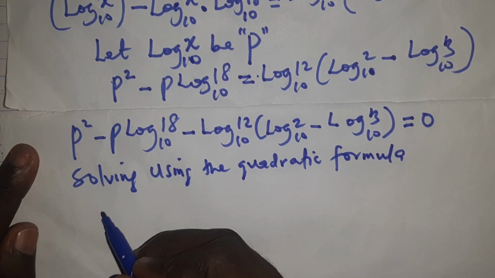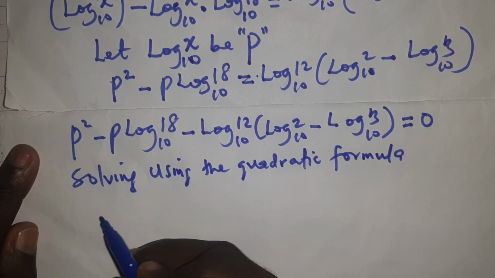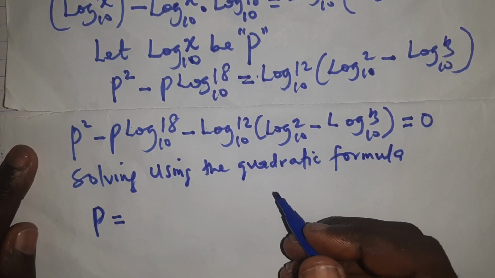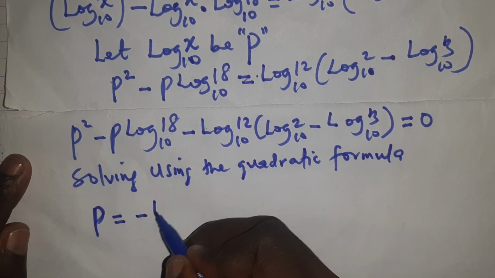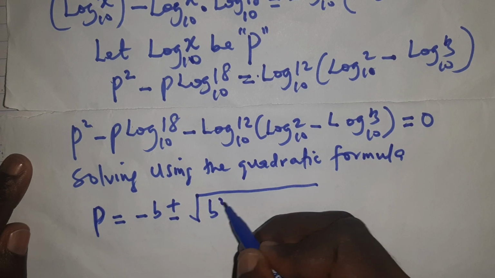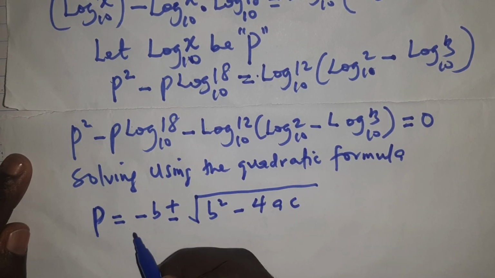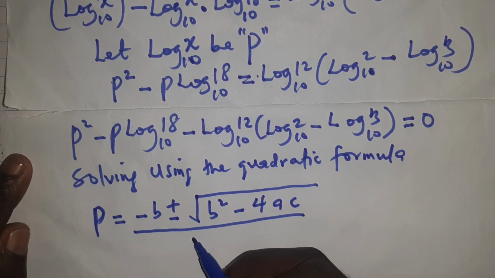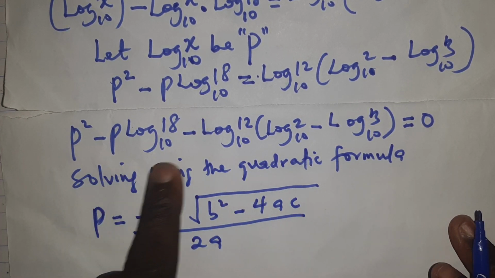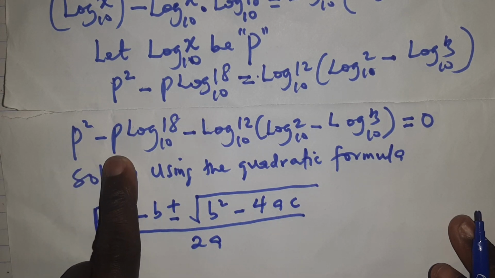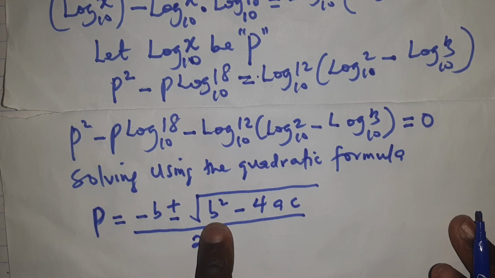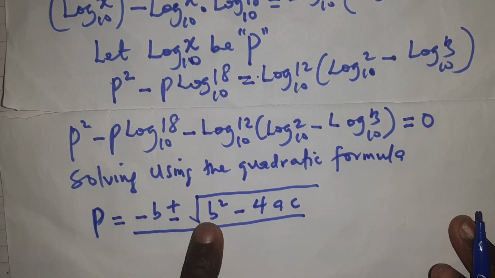Okay, and what's the quadratic formula? Since the p here is our unknown, I can say p equals minus b plus or minus root b squared minus 4ac, everything over 2a. So I will just replace, and since this is a quadratic equation, the coefficient of p, which is log x log 18 base 10, is my b. So anywhere there is b, I'm putting log 18 base 10.